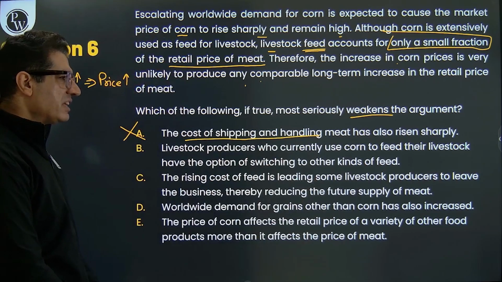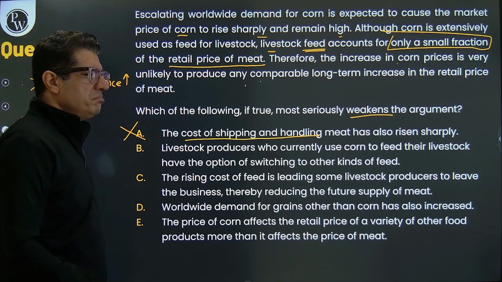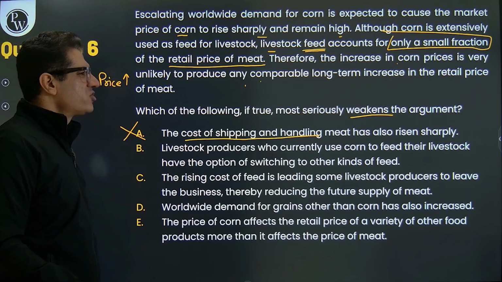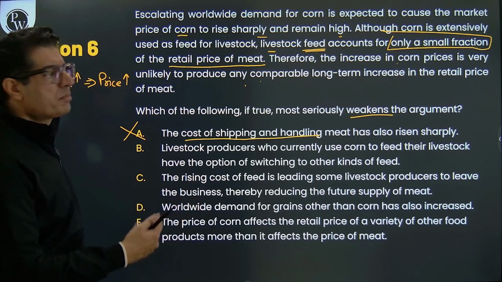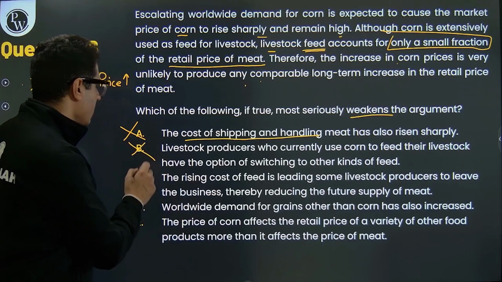B, livestock producers who currently use corn to feed their livestock have the option of switching to other kinds of feed. Okay, so मतलब ये तो एक तरह से स्ट्रेंथन ही करेगा कि अगर ज्यादा बढ़ भी गया तो दूसरा फीड देना शुरू कर देंगे, तो रिटेल प्राइस पे फर्क नहीं पड़ेगा। तो चूंकि स्ट्रेंथन कर रहा है, हटा ही दो.